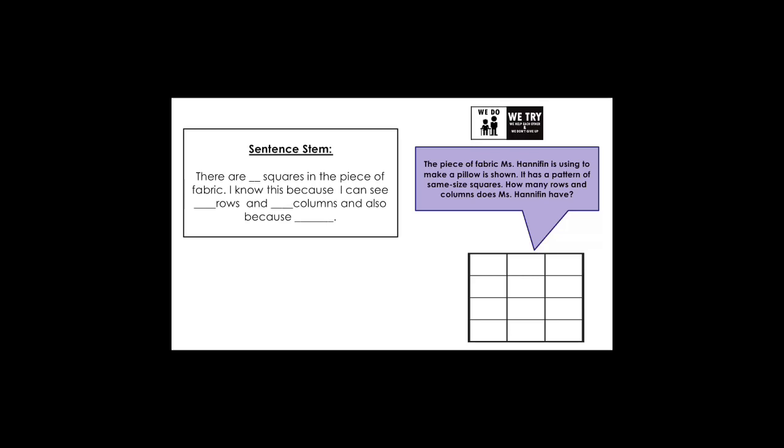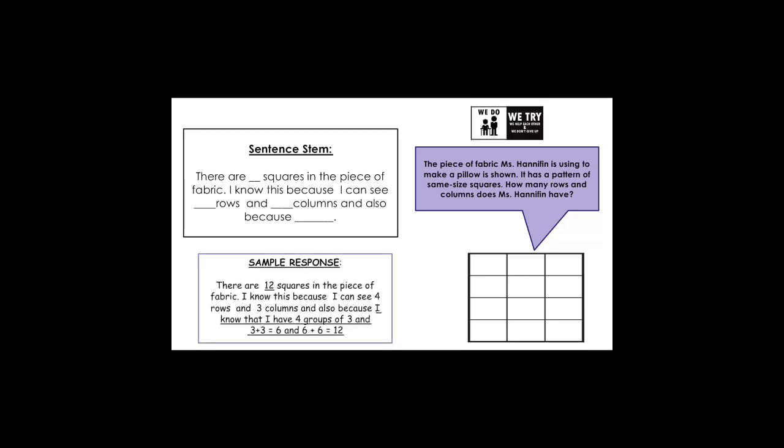Okay, so now that you've had some time to turn and talk to your partner, or hopefully you've paused the video and then you've turned and talked to your partner, I want to give you what Miss Elliott said. So I said that there are 12 squares in the piece of fabric. I know this because I can see 4 rows and 3 columns. And also because I know that I have 4 groups of 3, and 3 plus 3 equals 6, and then 6 plus 6 equals 12. So I used my doubles and I used my mental math to check my answer.